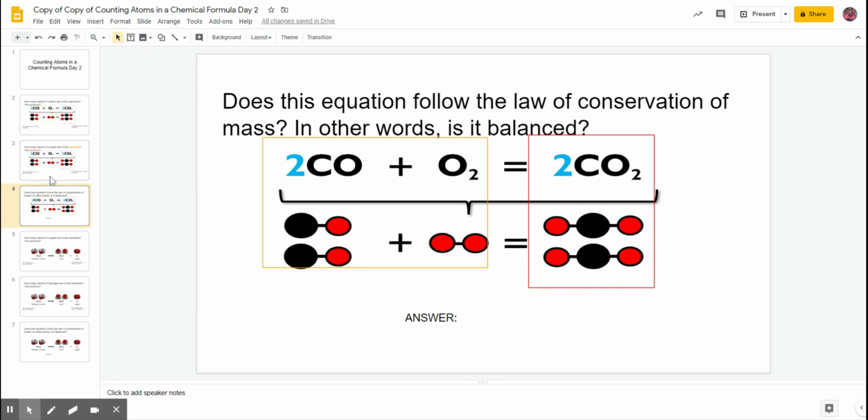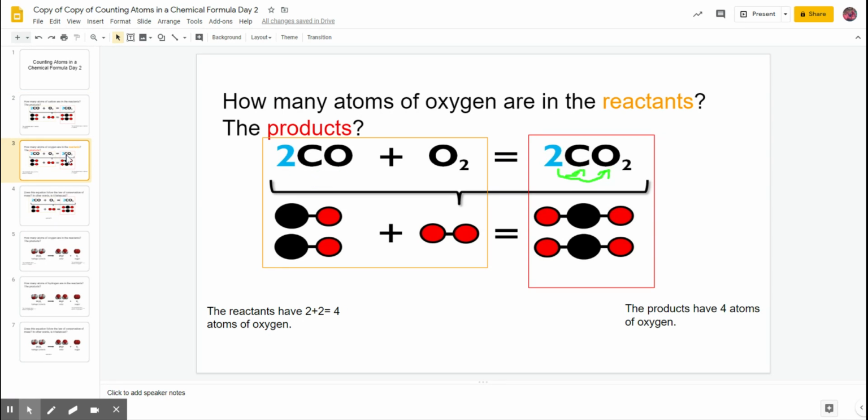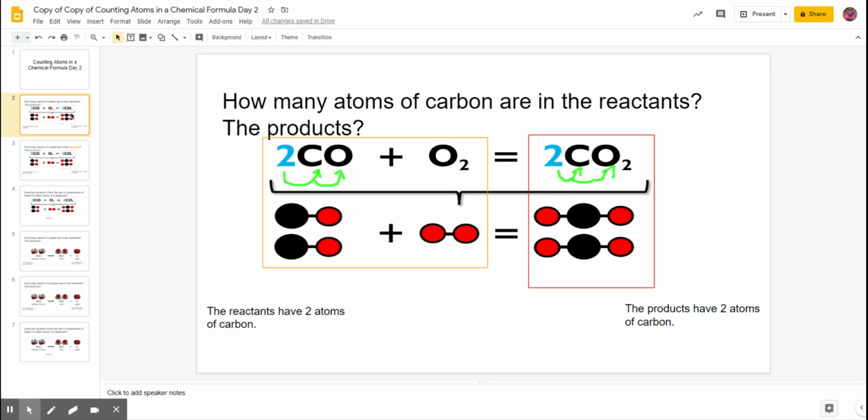Let's look. We solved that up here. The reactants have 2 atoms of carbon. The products have 2 atoms of carbon. So 2 and 2, right? 2 atoms of carbon on the reactants, 2 atoms of carbon on the products. We solved that. So carbon's balanced, right? Same amount of carbon on each side. What about oxygen? Well, I've got 4 atoms of oxygen on the left-hand side, 4 atoms of oxygen on the right-hand side, 4 and 4. That's balanced, so I did not create or destroy any oxygen. I did not create or destroy any carbon. I've got the same amount on both sides.